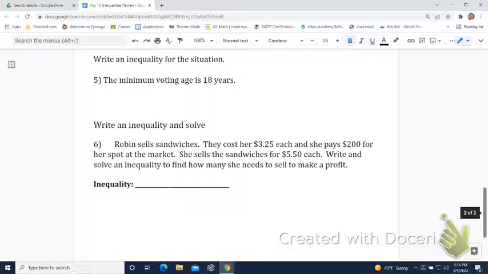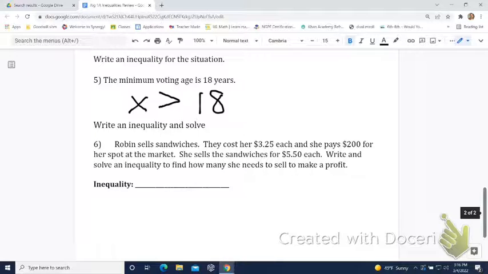So just choose a variable. If you want to use V for vote or A for age, knock yourself out. I might just go with X like usual. The minimum voting age is 18. So I'm going to choose my letter. I'm going to have my 18. And then I know I need one of the symbols. So the X represents the people who can vote. So are the people who can vote older than 18 or younger than 18? Older. So we want X to be greater than 18.